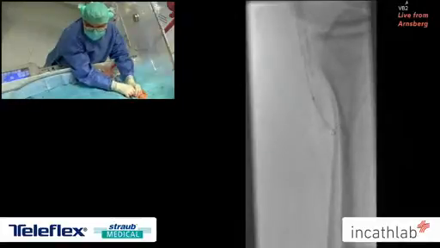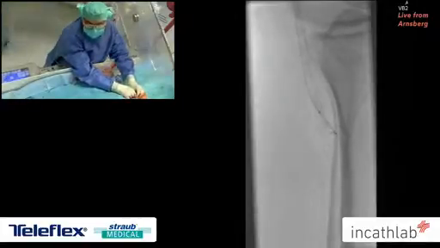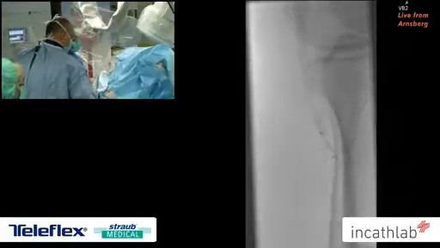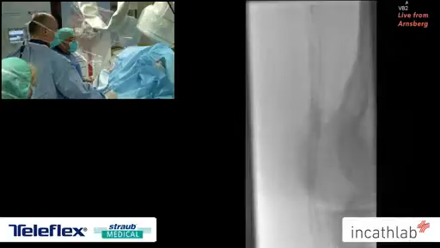Now we advanced this catheter. I think it was a 2.5, Marco. Yes, this was a 2.5, but it was a very long balloon.